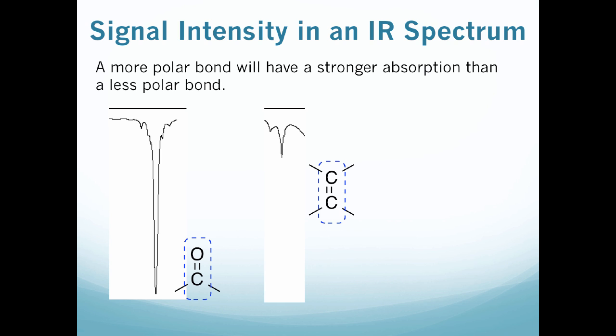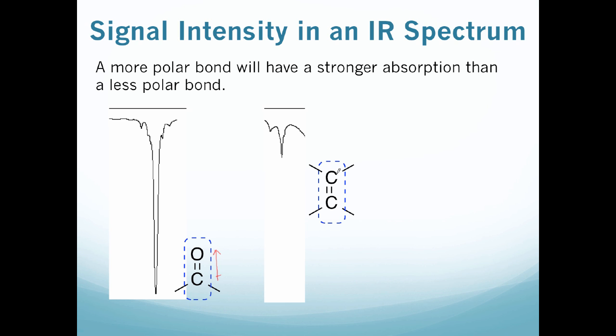Another thing we can consider is the fact that a larger dipole is going to mean a more polar bond. That also is going to mean a stronger absorption. So here we're going to compare a carbon-oxygen double bond to a carbon-carbon double bond. In the carbon-oxygen double bond, we have a pretty strong dipole going from the carbon to the oxygen. This absorbs IR light extremely well, and it gives us a very intense absorption.